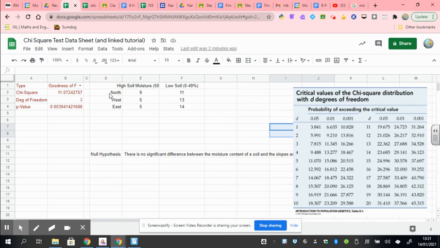You can substitute north, west and east, or Dunning and Perth, or whatever it is, and these categories as well, for whatever it is you're doing in your study, and then get your result calculated for you using the spreadsheet, and then read your result using the degrees of freedom and the result you get using this critical values table. Okay.